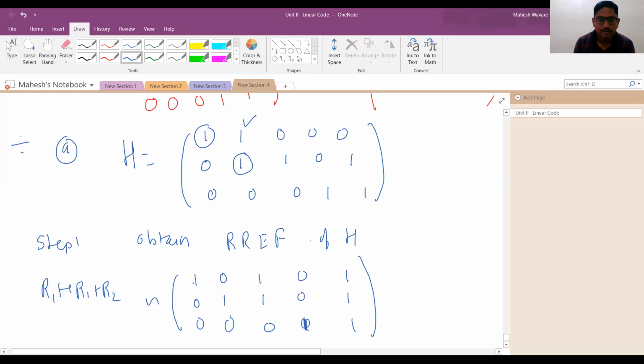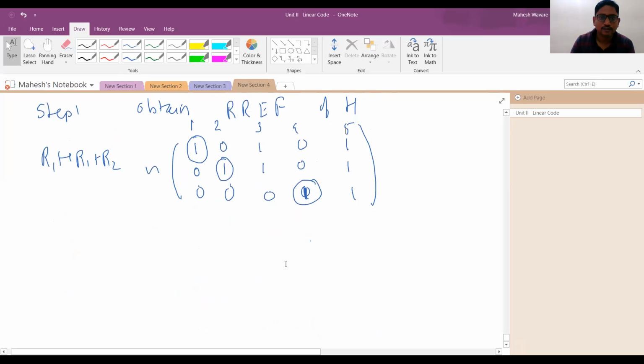Now who is the next leading one? This is the first leading one. For the second leading one, it should be below that row, at the first non-zero entry of that row. So this is the leading one, which is in standard form. I mentioned the column numbers 1 2 3 4 5. This is also a generator matrix for C perp, meaning the parity check matrix for C, which is not in standard form, but we can rearrange the columns to obtain the standard form of this.